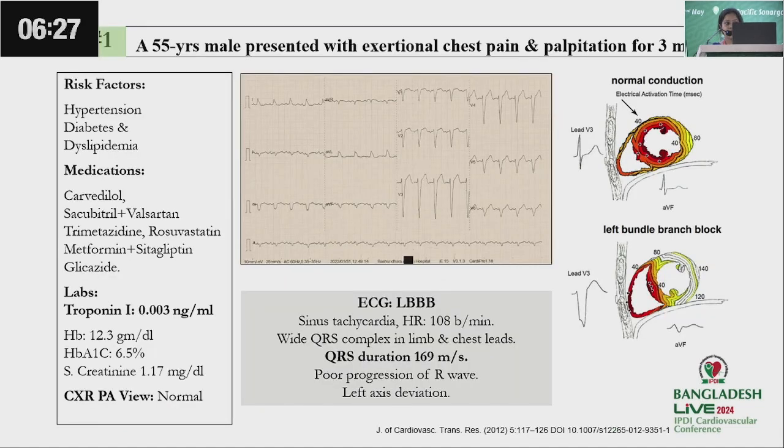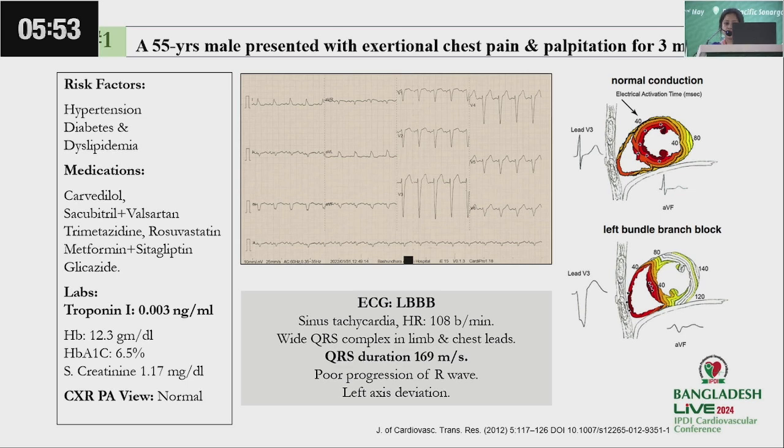My first presenting case is a 55 year old male who presented with exertional chest pain and palpitation for 3 months. He had several comorbidities like hypertension, diabetes, and dyslipidemia, and was on some medications. When he presented with chest pain, his troponin I level was normal. Hemoglobin A1C was also normal, but in ECG there was LBBB. There was a wide QRS complex in the limb and chest leads, and QRS duration was 169 milliseconds.